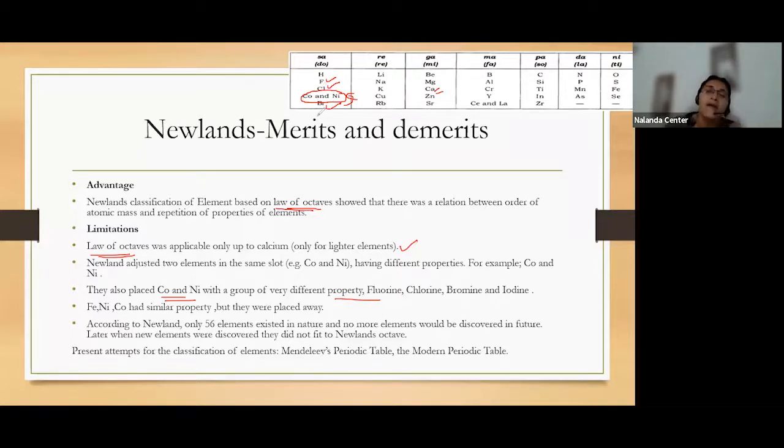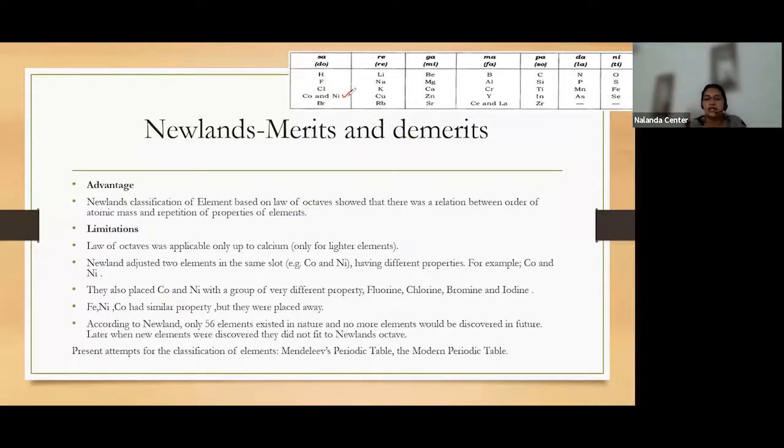Another thing is that cobalt and nickel's family was over here. It showed a lot of similarity to iron, but they were separated from this group. So iron, nickel and cobalt had similar properties, but they were placed away. So Newland actually did a lot of injustice to these two elements, cobalt and nickel.